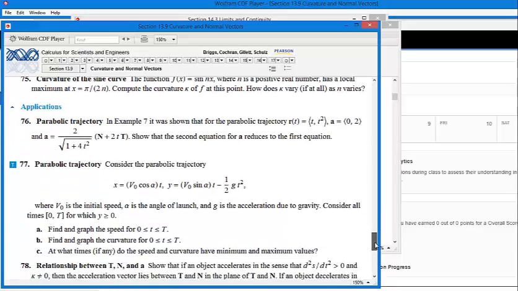Oh yeah, use technology. Find and graph the speed. Find and graph the curvature. At what times do the speed and curve... Oh, that's why I assigned this one. Where does the curvature have a maximum or a minimum value? Remember I showed you guys that research that was done? That's why I assigned that one.